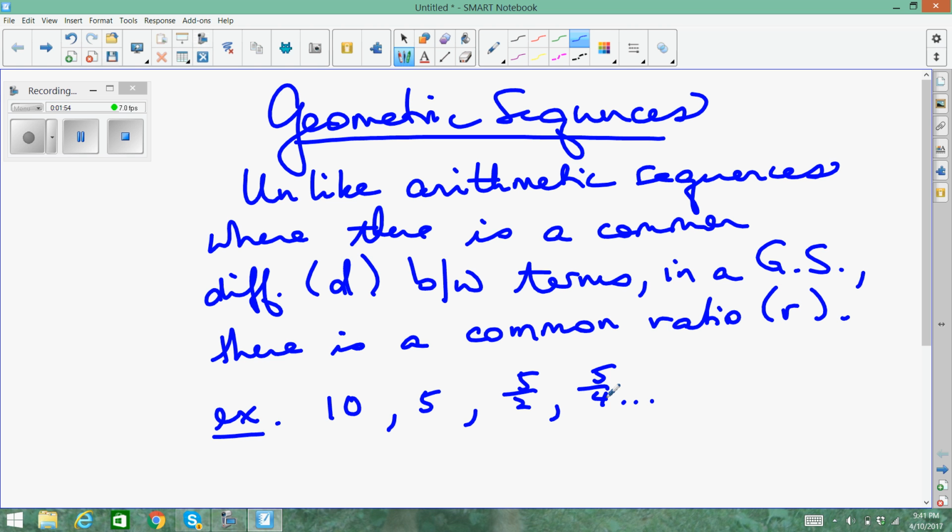Another way of looking at it is, if you multiply 10 by 1/2, you get 5. If you multiply 5 by 1/2, you get 5 halves. If you multiply 5 halves by 1/2, you get 5 fourths. So our common ratio, the way to get from one term to the next term, is to multiply by 1/2.